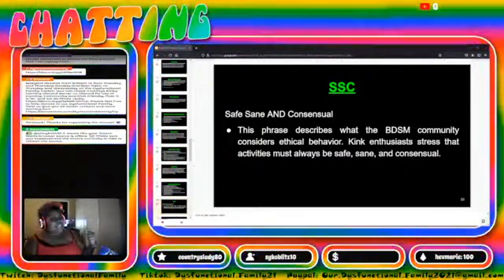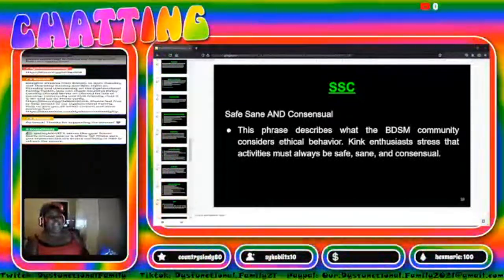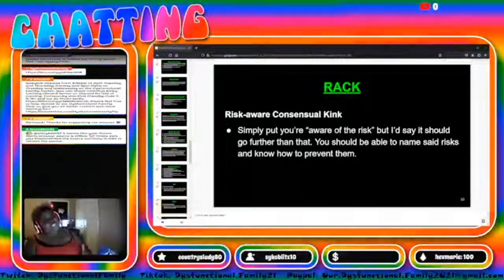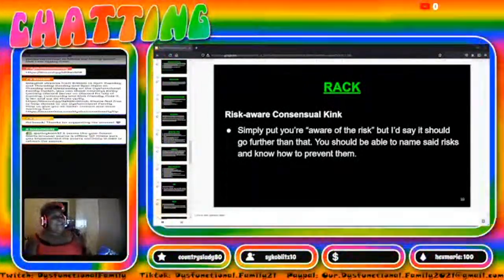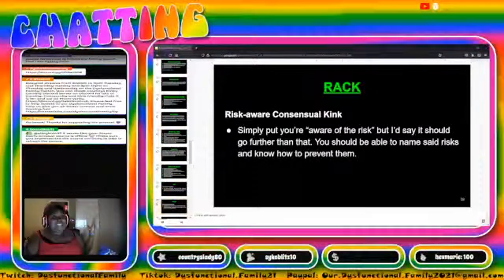SSC, safe, sane, and consensual. It's basically the pillars of what BDSM stands on. You've got RACK, risk-aware consensual kink. Basically says you're aware of the risk and you consent.